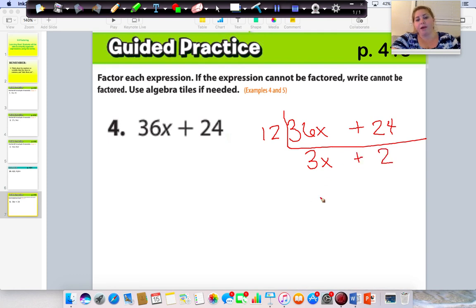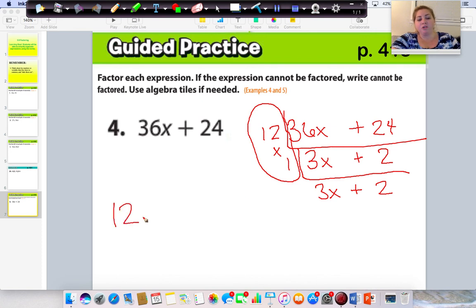So I'm going to put my plus sign there. And the only other thing that we can take out is 1. 1 times 3x is 3x, and 1 times 2 is 2. You see that when we have the addition sign between them, I continue to bring it down. That's important. The left side, I'm going to then multiply these numbers together. 12 times 1 is 12. So my greatest common factor is 12. And in my parentheses, I'm going to have my 3x plus 2.